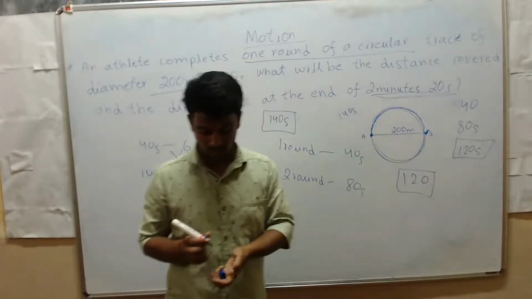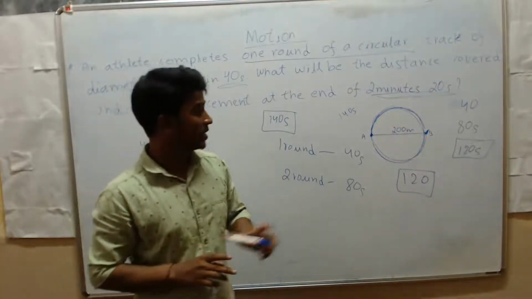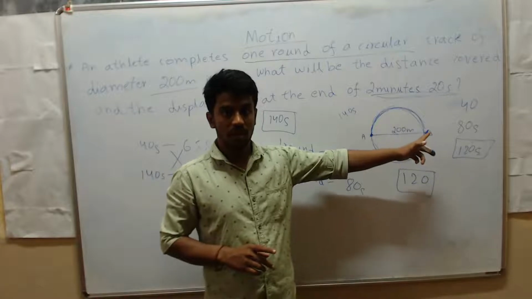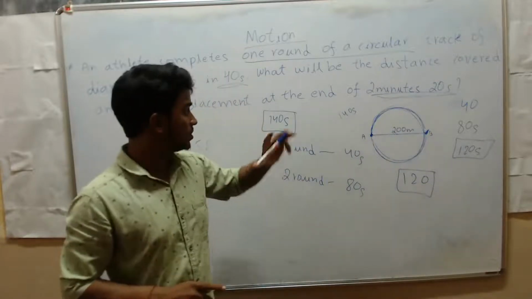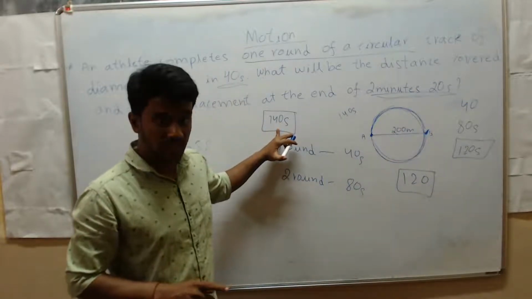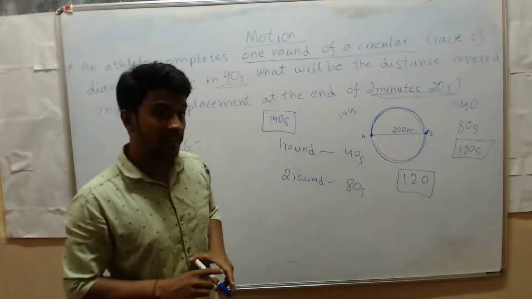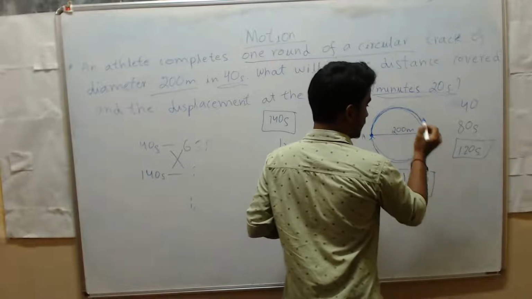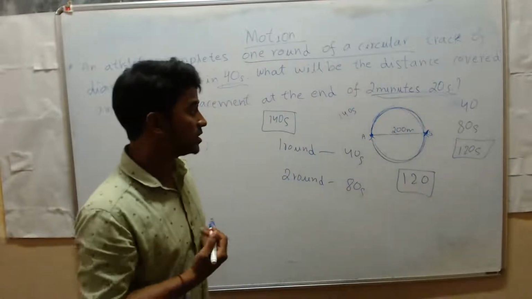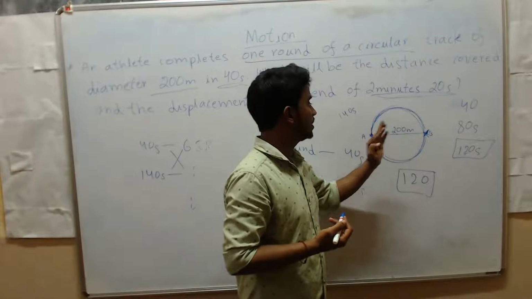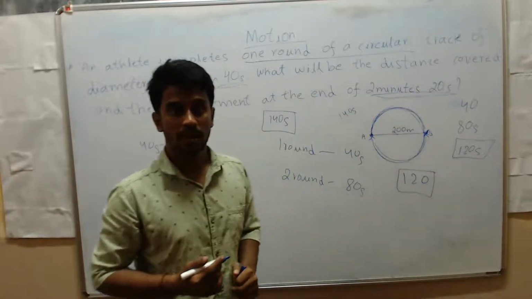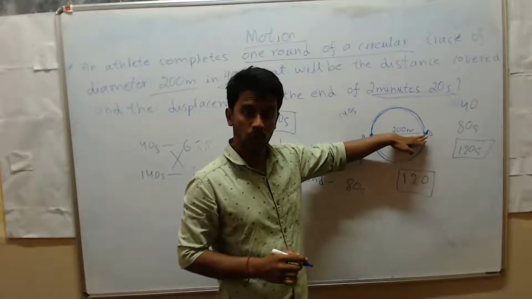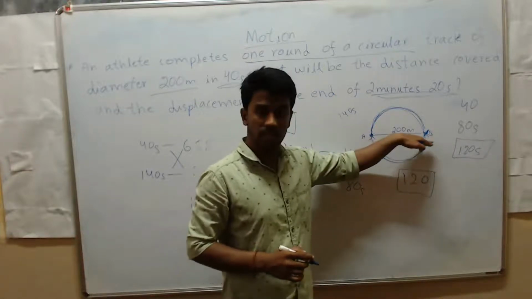Okay, total he will complete 3.5 rounds. So he will cover those 3.5 rounds in 140 seconds. Okay, but his final position is at B. Started at A, ended at B only. So now what is the shortest distance between A and B? Okay, so the shortest distance between A and B is 200 meter, because this is the shortest path, right?